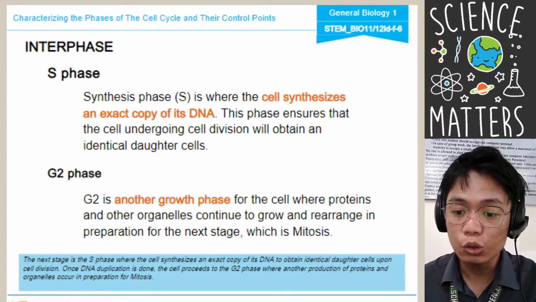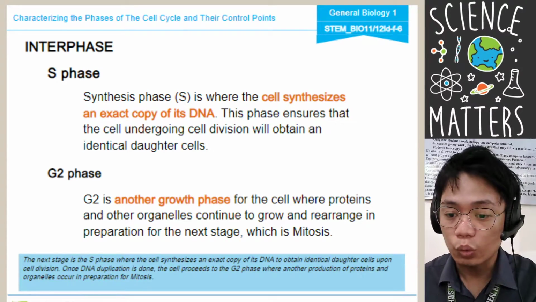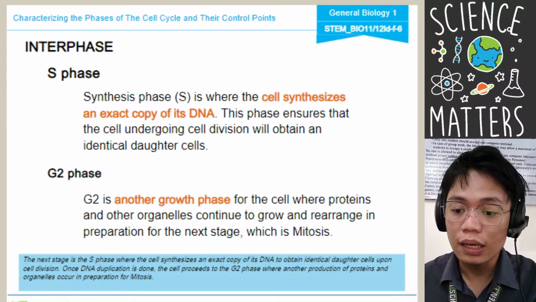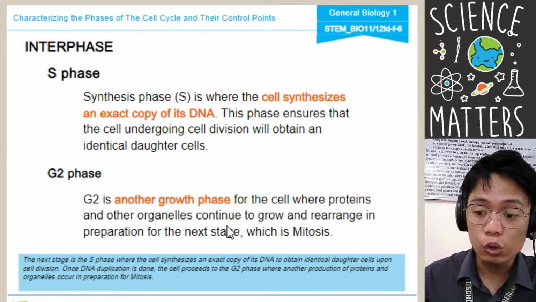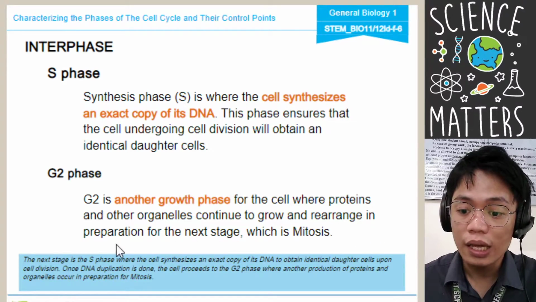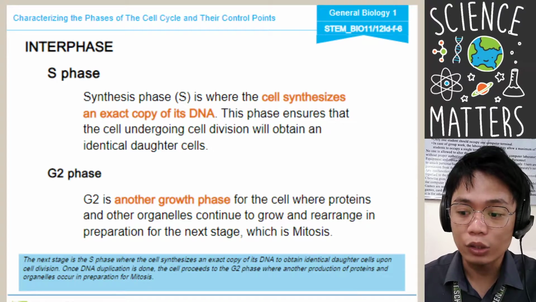Okay, let's proceed to G2 or the GAP2. When we say GAP2, it is the growth phase for the cell where proteins and other organelles continue to grow and rearrange in preparation for the next stage, which is mitosis.